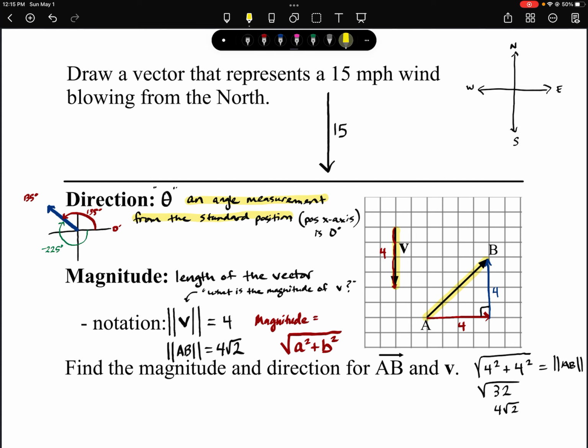We already found the magnitudes, right? So the magnitude for vector v was 4. For AB, it was 4 radical 2. And what we'll do now, though, is find our direction.